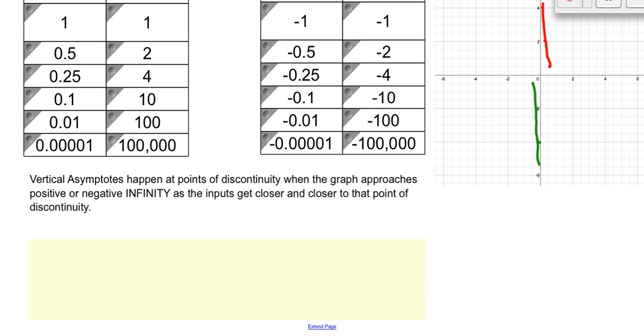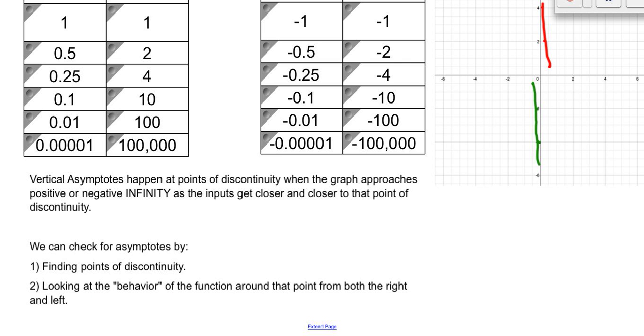So around our vertical asymptote, on one side, it's approaching negative infinity, as shown in the green, and on the other side, as shown in red, it's approaching positive infinity in this particular graph. So we can check for asymptotes by finding points of discontinuity and then looking at the behavior of the function around that point from both the right and left. In other words, how does the graph behave just to the right of that point of discontinuity and just to the left of that point of discontinuity?